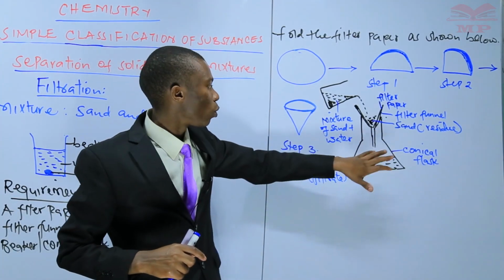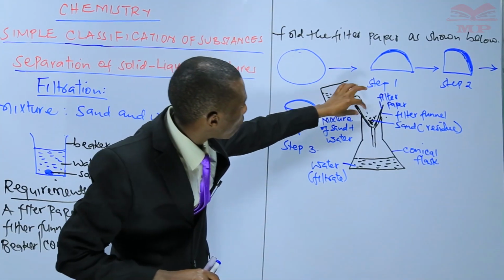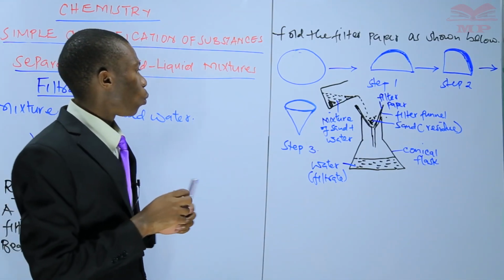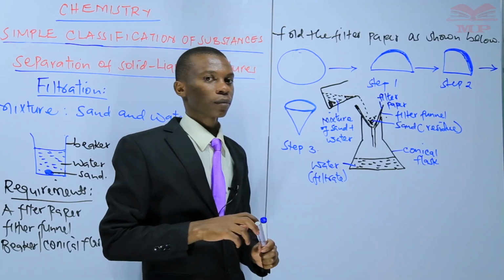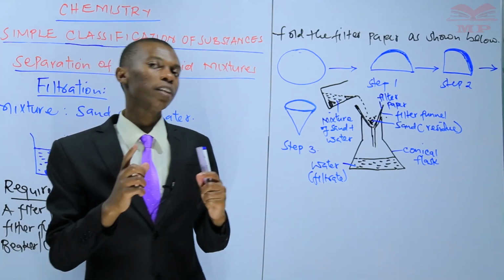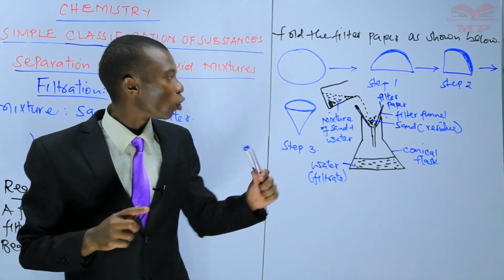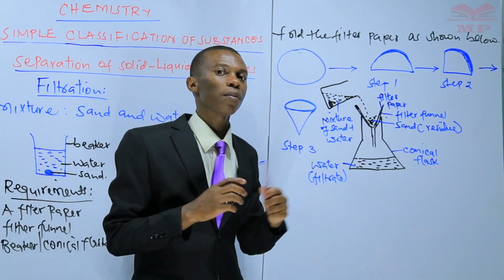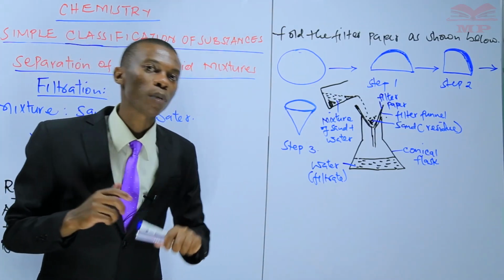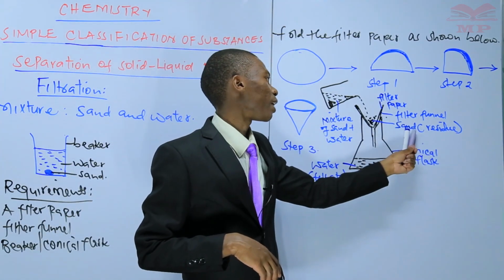You now get this structure, and then you fit it into a filter funnel. This is the filter funnel, which is on a conical flask. Then from there, we pour the mixture at that position. And we have seen that when you pour that mixture, water is allowed to pass through, but sand is not. This filter paper collects even the small particles of sand. The fine particles, all of them are collected at this point. And therefore, whatever does not pass through the filter paper is a residue. And in this case, the residue is sand.